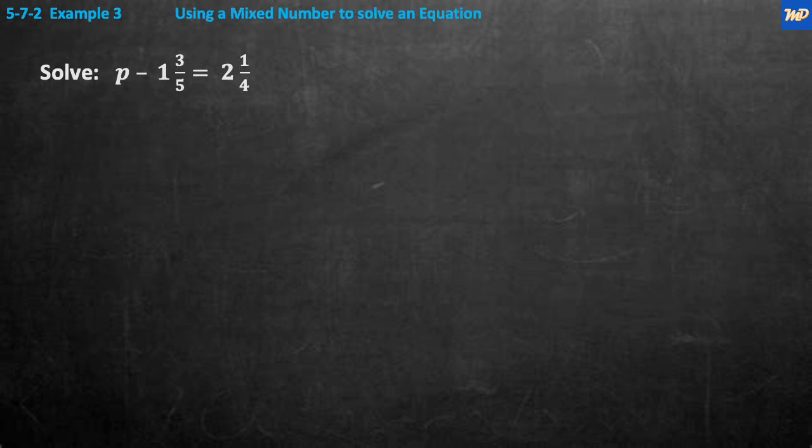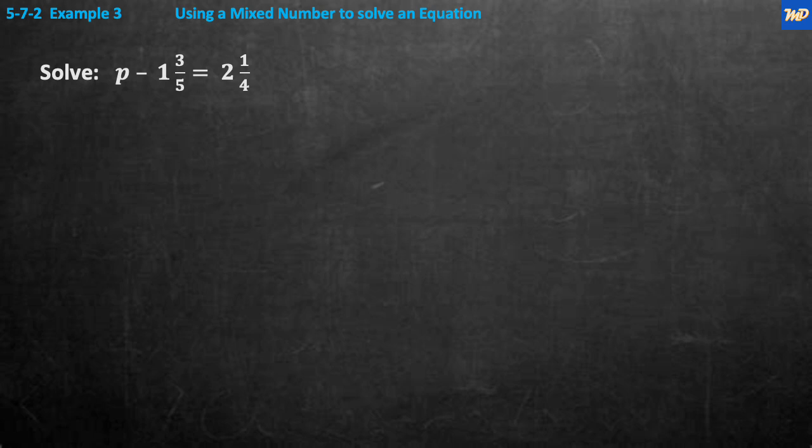Okay, so here with example 3, it says using a mixed number to solve an equation. So we're dealing with mixed numbers now. And there's really no difference in mixed numbers and fractions or even improper fractions for that matter. What we will have to do, though, is convert the mixed number to an improper fraction in order to do the mathematics. So we want the common denominators. Okay, so we're going to start off. We're going to rewrite these and get rid of the mixed numbers and make improper fractions.